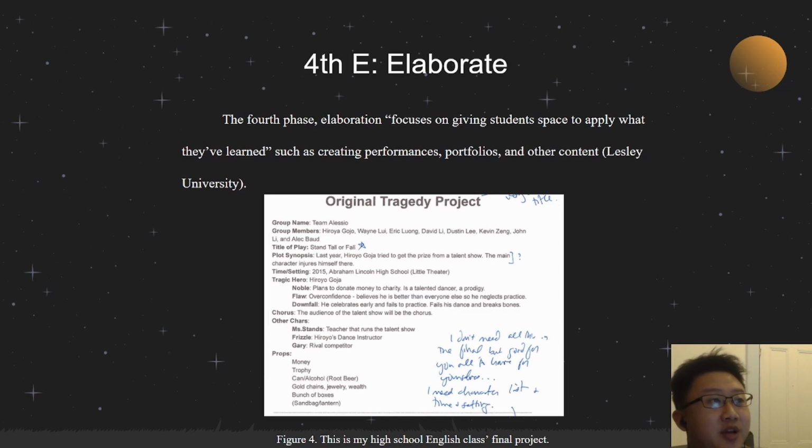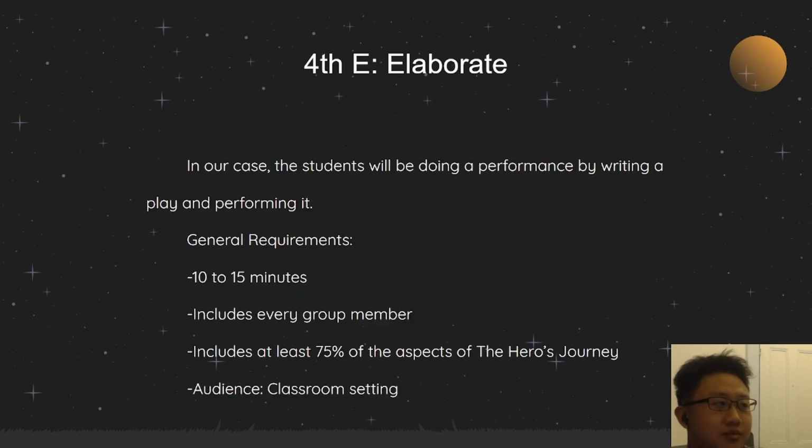For this fourth step, this can use the same groups from previous steps, or new groups can be given. I still recommend having 4 to 5 students, but depending on how much time you have and how you want to utilize that time as a teacher, you can change the group sizes and other requirements in the project. In our case, the students will be doing a performance by writing a play and performing it.